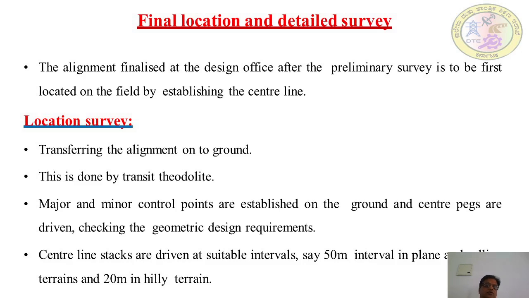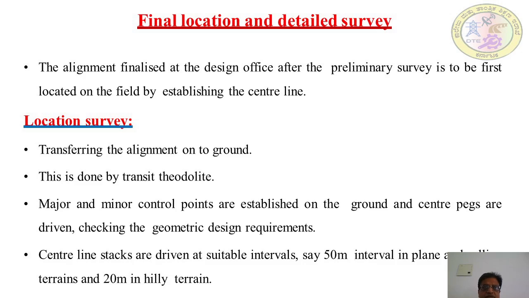Finally, once you do all these surveys, the reconnaissance survey, map study, preliminary survey, final location and detailed survey, the alignments get narrowed down. Once you start from 5 to 6 alignments, you come down to 2 or 3. Even 2 or 3 you cannot carry out. At the end, you need to finalize only one alignment.